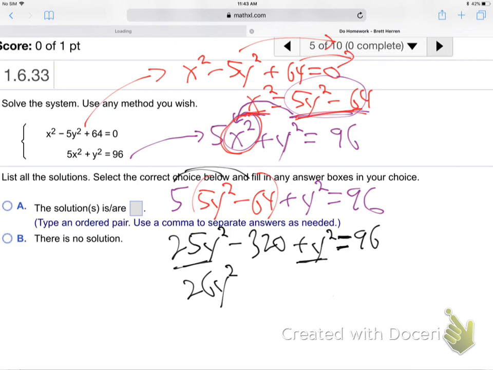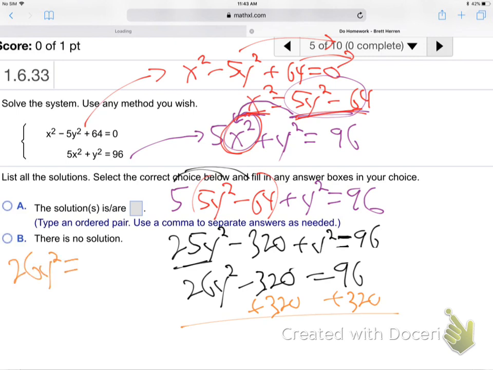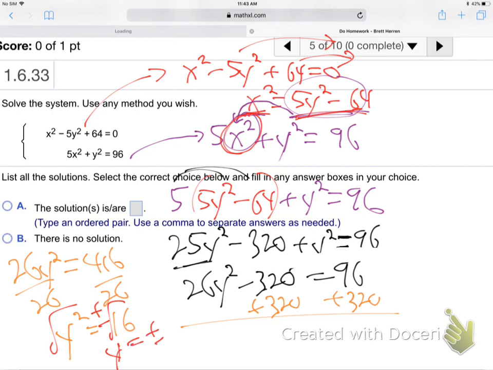No, you already replaced x squared with 5y squared minus 64. Minus 320 is 96. Move the 320, or add 320, to both sides. So where am I at? 26y squared is some nice number? Yes. What is it? 416. Then you divide by 26. It's 16. And then you root it. Isn't that nice? Root it, up and down the ladder, plus or minus 4. So y is plus or minus 4.